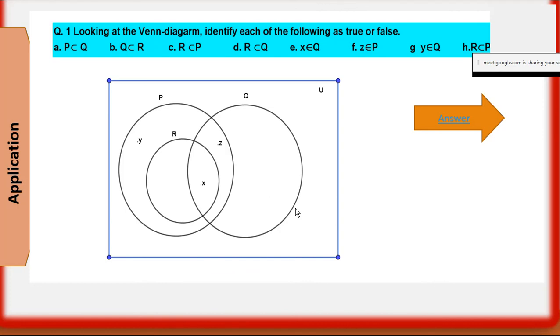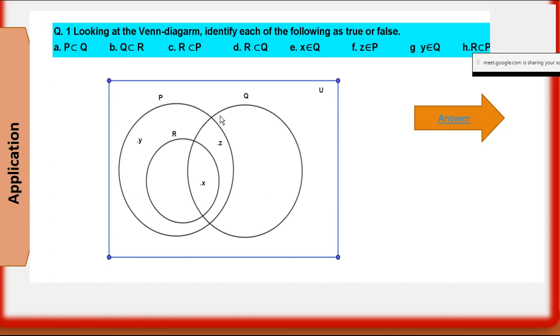I have mentioned here, looking at the Venn diagram. Here is a Venn diagram. This is the universal set. This is set P. This is set Q. This is set R. And X, Y, and Z are the elements, because while representing a set, the members should be denoted by dots, or their position should be mentioned by a dot point. That's why you have to understand P, Q, R, and U are the names of sets, whereas X, Y, and Z are the members. I think you are clear about the question.